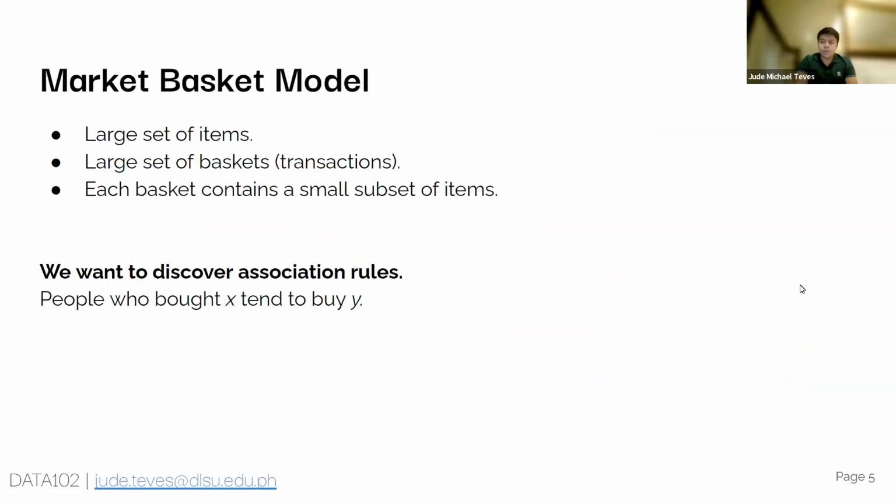When we do association rule learning, we often use a market basket model. So what are the assumptions? We have a large set of items, we have a large set of baskets or transactions, and each of those baskets contain a small subset of items. And with that, we want to discover the association rules. So people who bought X tend to buy Y. That's what we are trying to find.